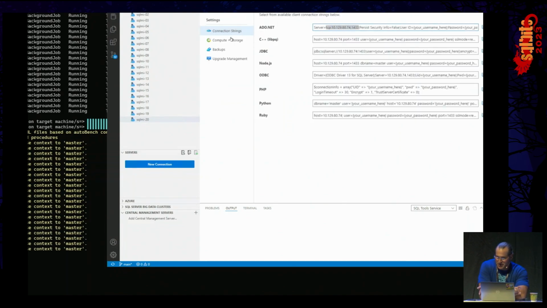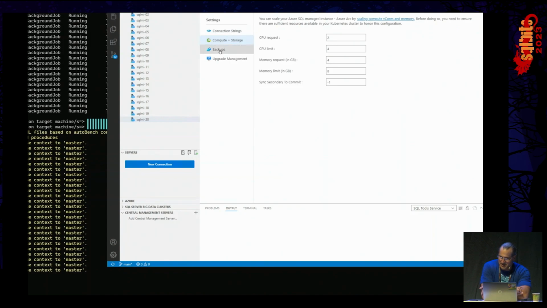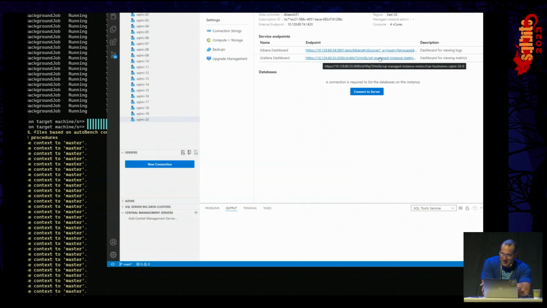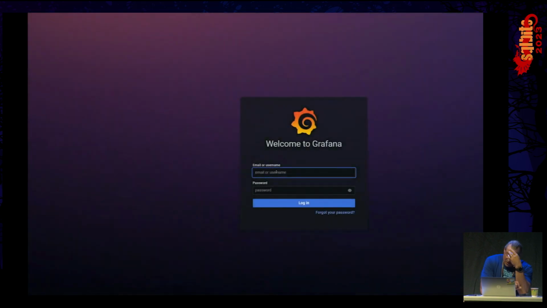Now I can look at inside here, I get my connection strings. There's 1433, which is why I didn't call it out in SSMS. I can change CPU, compute and storage, backups. And then I get Grafana. I get a link to Grafana. Grafana is eating the world. So Grafana comes deployed as part of the data controller.